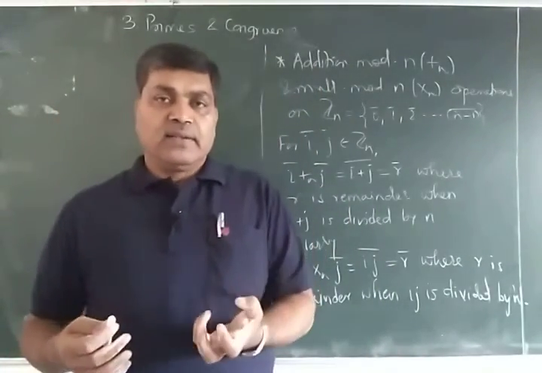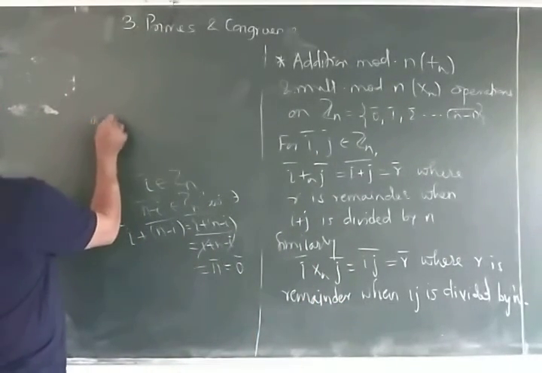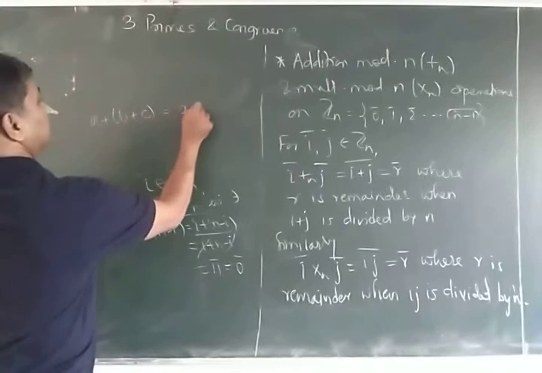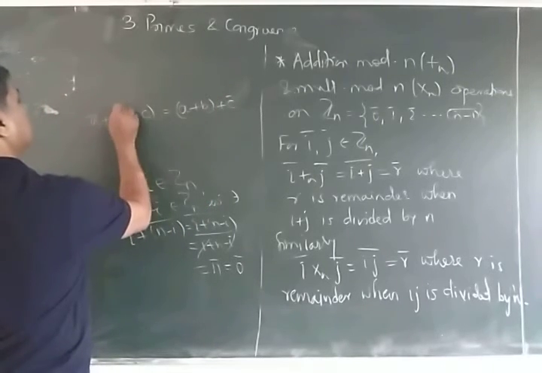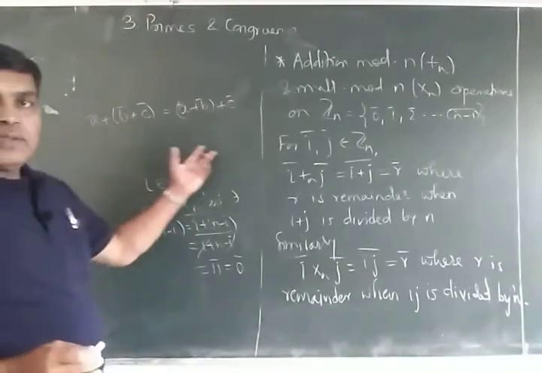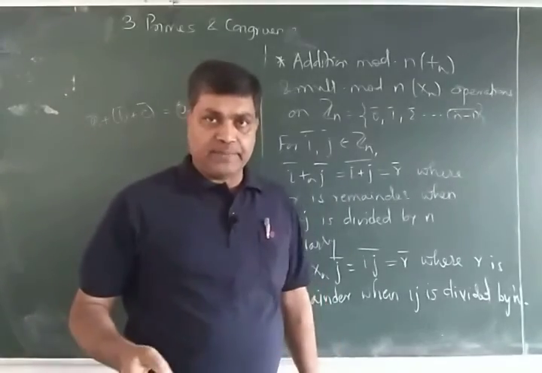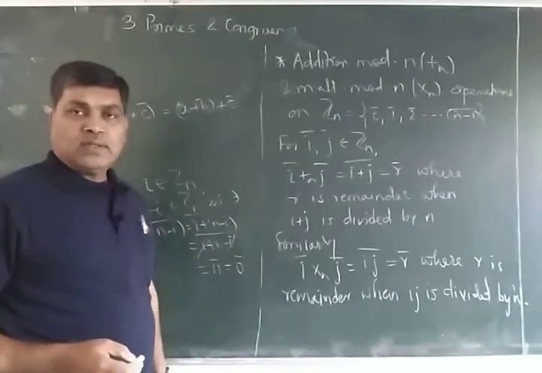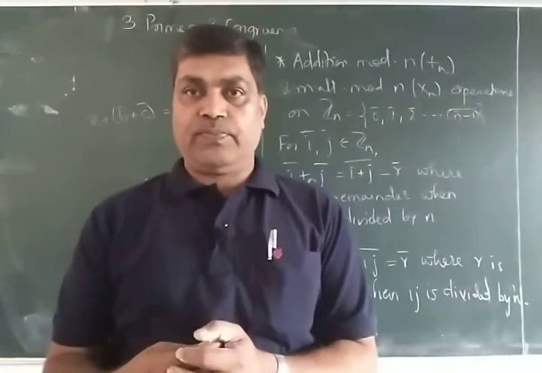As addition is an associative operation on the set of integers, for 3 integers a, b, c, a plus b plus c is same as a plus b plus c. So if I take 3 residue classes modulo n, a bar, b bar, c bar belonging to Zn, then this property must hold, because the underlying operation, addition of integers, is associative.